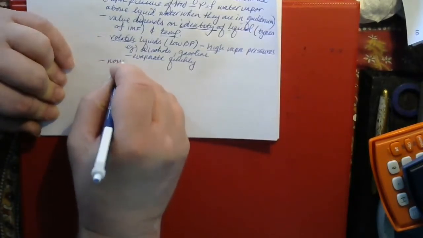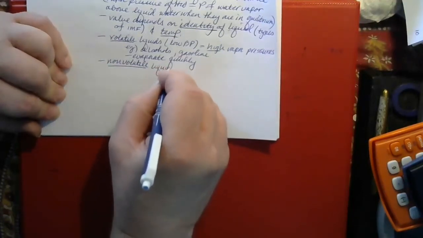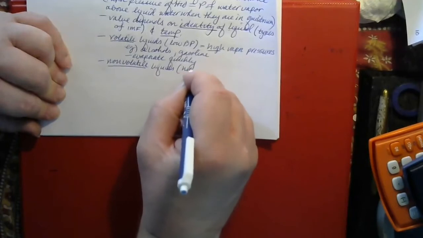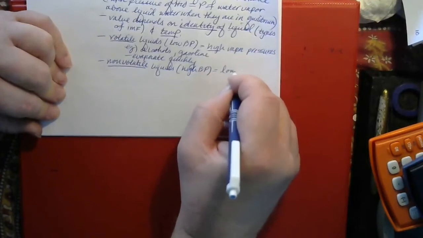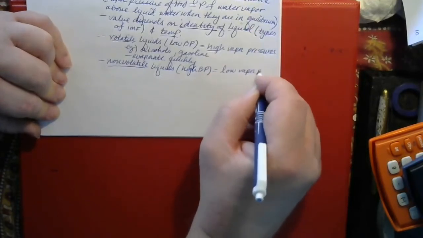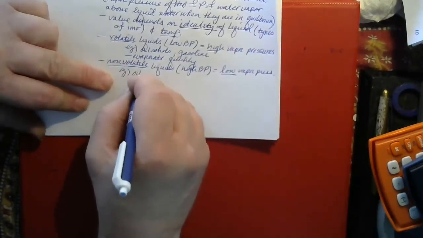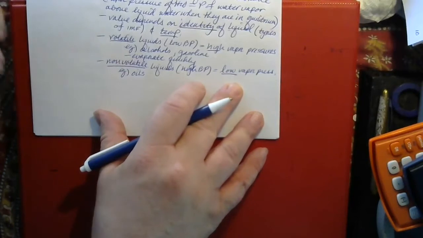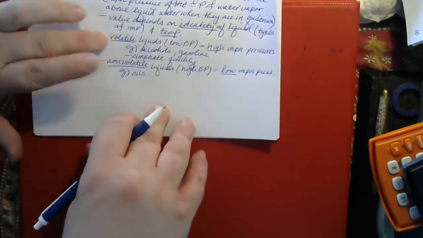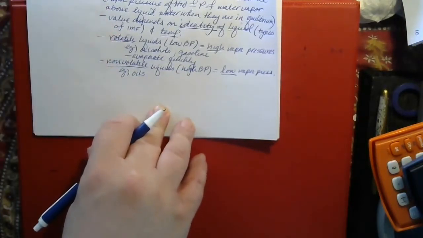Non-volatile liquids, those with high boiling points, they have low vapor pressures. And these would be things like oils, motor oil, as well as things like olive oil and that sort of thing. And water would be somewhere in between. Moderate vapor pressure, because it is somewhere between volatile and non-volatile.